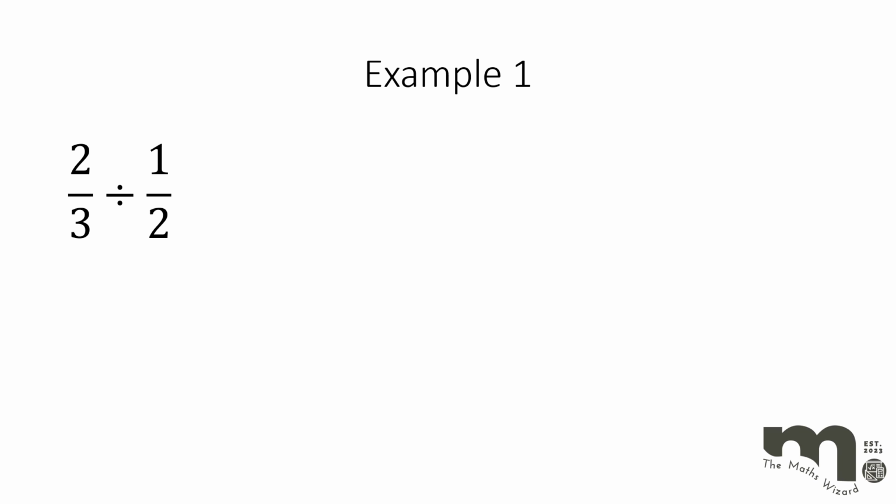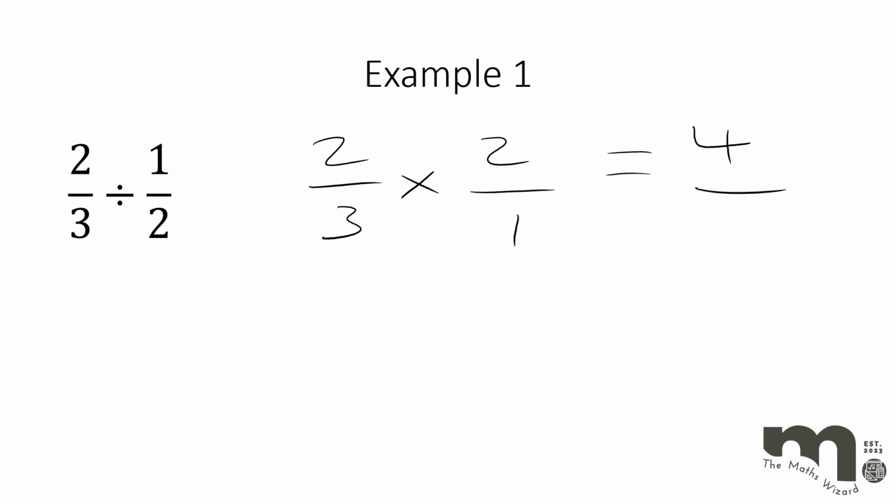Okay, so on this one then, we've got 2/3. So remember, keep that fraction as it is. We're then going to flip that half. Then we're going to complete this as if it's a multiplication. So on this one, we've got 2 times 2, which is 4, and 3 times 1, which is 3 on this example. Okay, so you will notice here we've got an improper fraction.